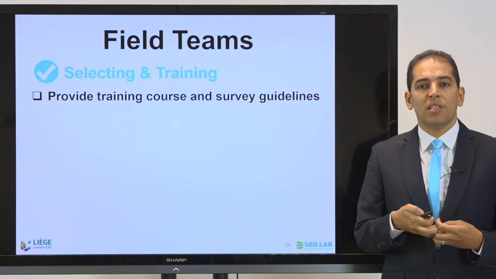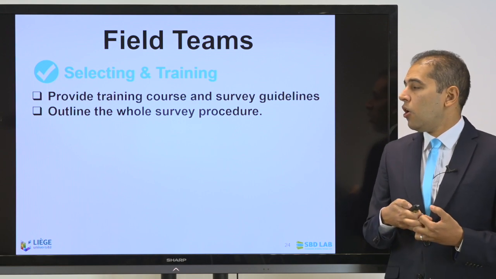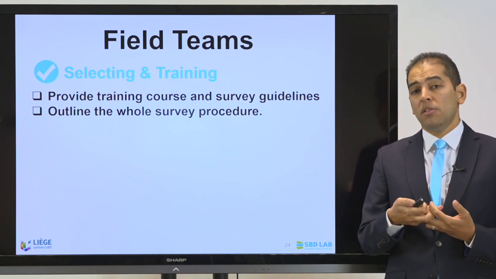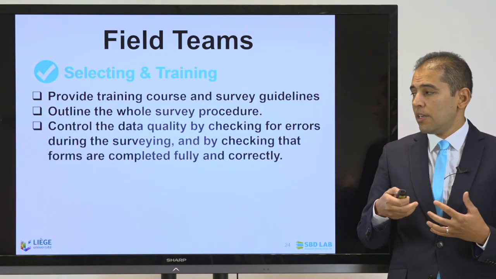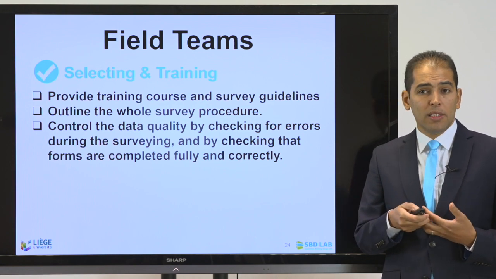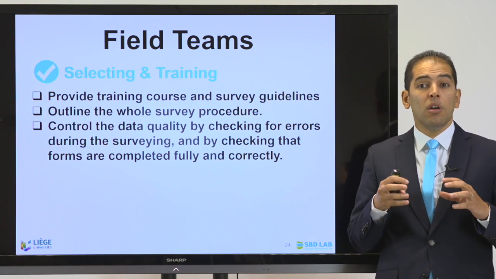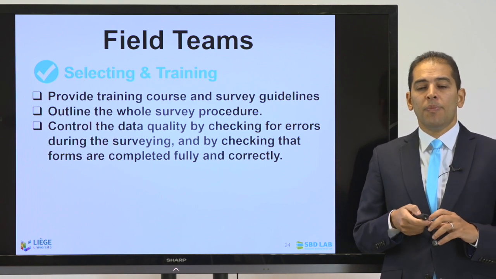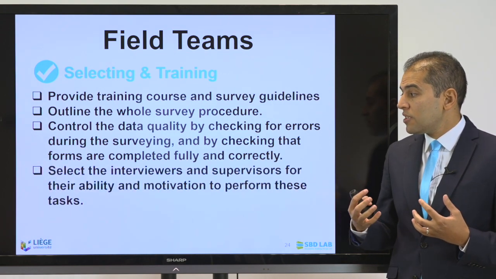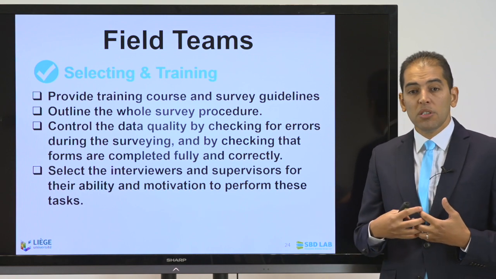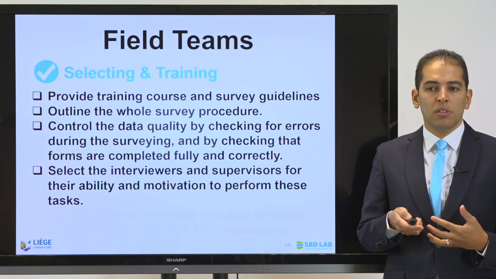As part of selecting and training your team, you need to provide sufficient training courses on survey guidelines for the interviewers, and you need to outline the whole survey procedure so that they understand where they are starting and where they are ending. You need to control data quality by checking for errors during the surveying and by checking that the forms are completed fully and correctly every time there is a survey. And you need to select the interviewers and supervisors for their ability and their motivational performance to conduct these tasks, so that you are sure you will have no drop-outs and that the mission will be accomplished at the end.